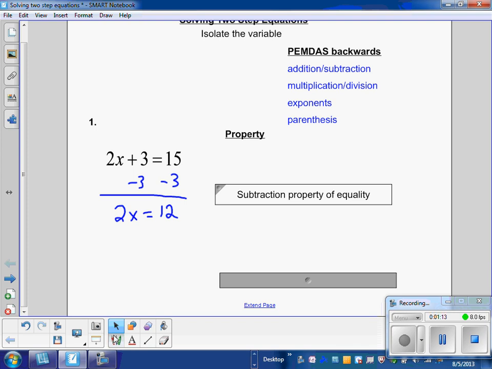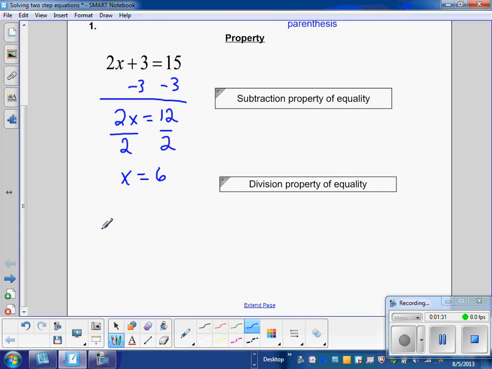All right, we'll continue. Now we are going to isolate x by dividing each side by 2, and x equals 6. So we use the division property of equality. And now to check, we're going to substitute 6 back in the original equation. Two times 6 is 12, plus 3 is 15. 15 is equal to 15.